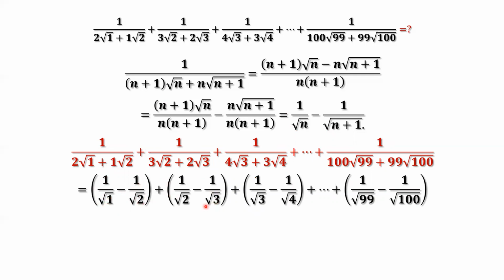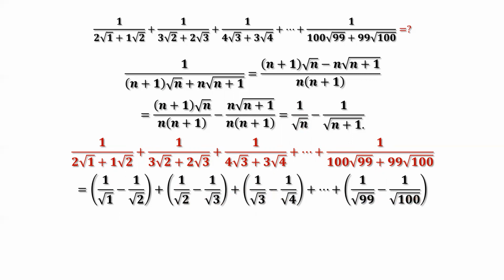What's the second term? Second term, here's 2. 1 over square root of 2, 1 over square root of 2. Next one is 1 more, 1 over square root of 3. The third term here is 3. Here should be 3, and here should be 4. The last term here is 99, 99. So here should be 100 here.